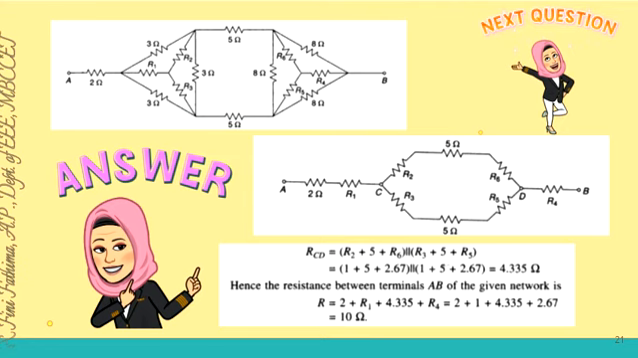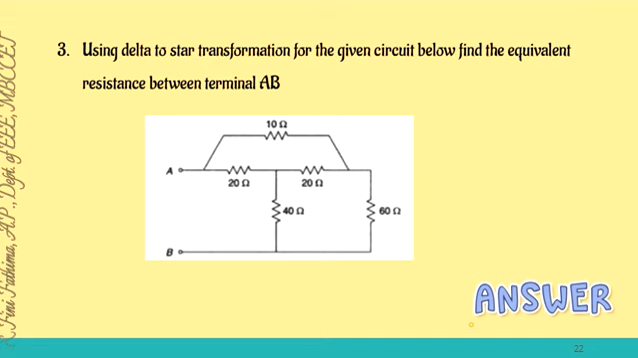So we will get it as 4.355. This 4.355 is in series with R1. So 2 plus R1 plus this 4.355 plus R4 will give you 10 now. Okay, I hope you understood it. Shall we move on to our next question?